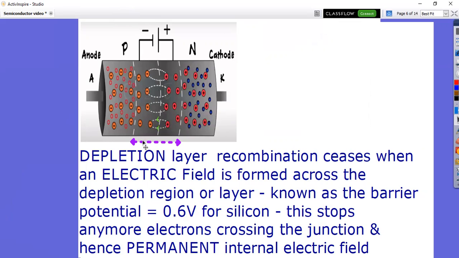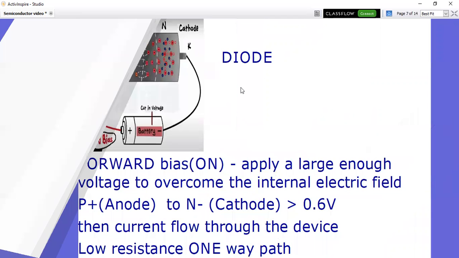How do we use this component? What we do is we bias it with a voltage greater than 0.6 volts, whereby we can get conduction in one direction and no conduction in the reverse direction. So if we forward bias the device, the voltage 0.6 volts and above, we can get conduction through the device from the anode to the cathode, forming a low resistance path. If we reverse bias the device, then we have no conduction. We have formed a one-way electronic switch.